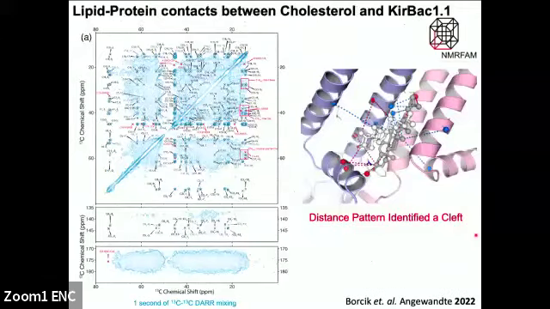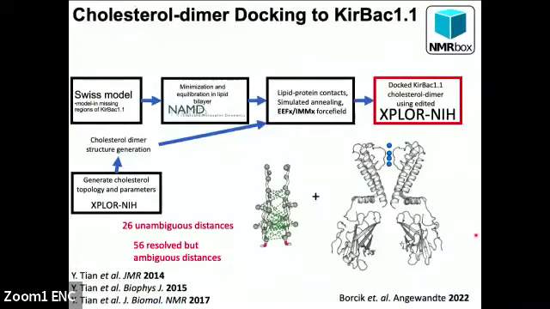So looking at the pattern of distances between our protein and this cholesterol dimer, we were then able to recognize that it was bound to the protein. We then went to Xplor-NIH. As I'm sure many of you are aware, Xplor is actually going to be a fork of CHARMM, so you can actually update Xplor on the back end with all sorts of functionality from the current CHARMM distributions.